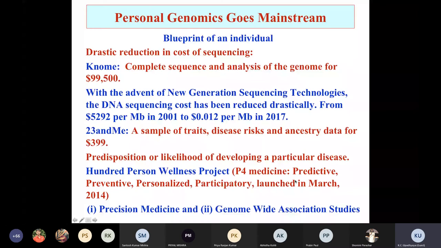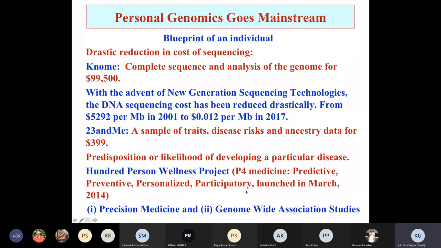You have a lot of diseases which have multiple gene implications, for example diabetes, heart disease, and so on, cancer. You sequence many individuals and then try to figure out which genes are involved in this. Okay, this is what I was saying, the diversity.